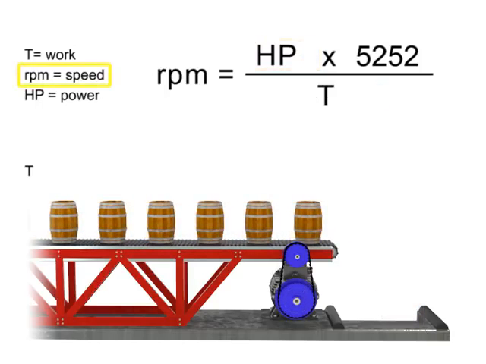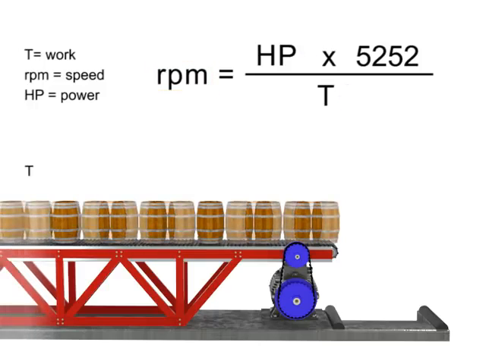If speed remains constant, then torque and horsepower are proportional. As the torque increases, horsepower also increases to maintain constant speed. As the torque decreases, horsepower also decreases to maintain constant RPM.